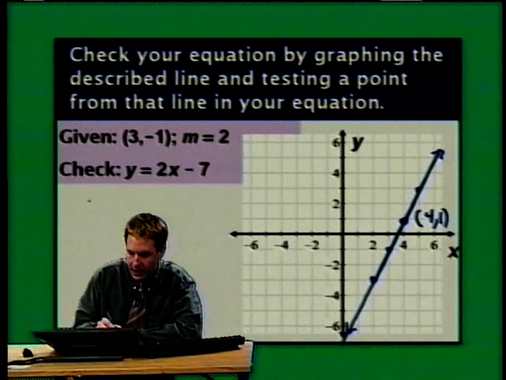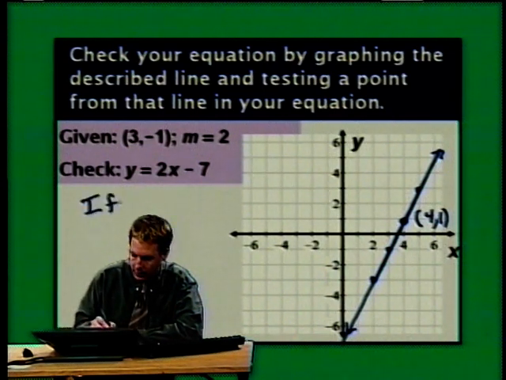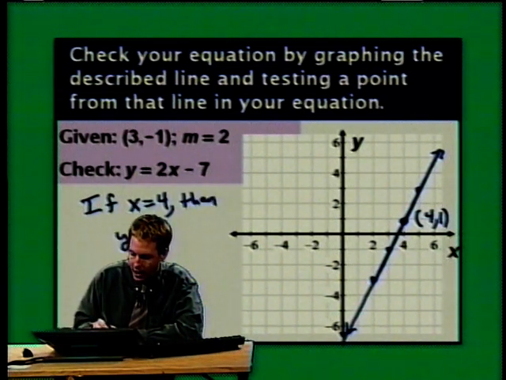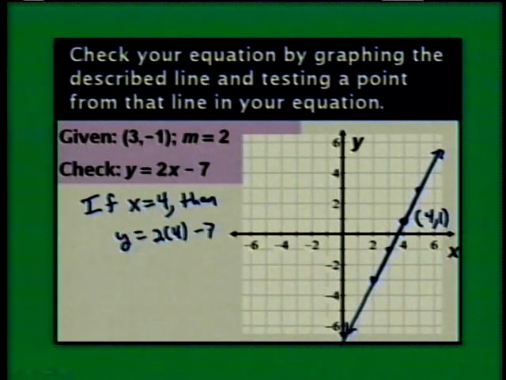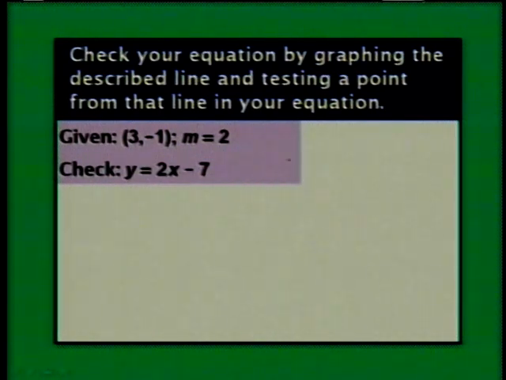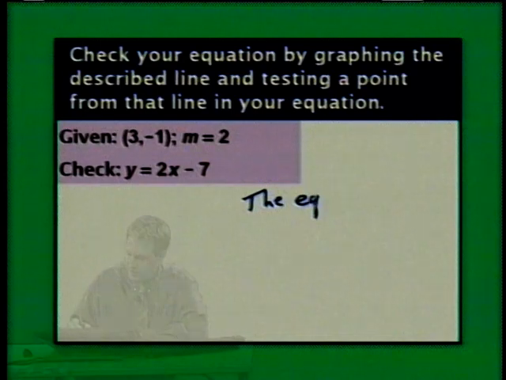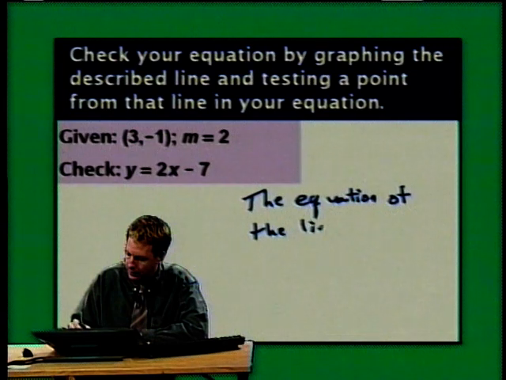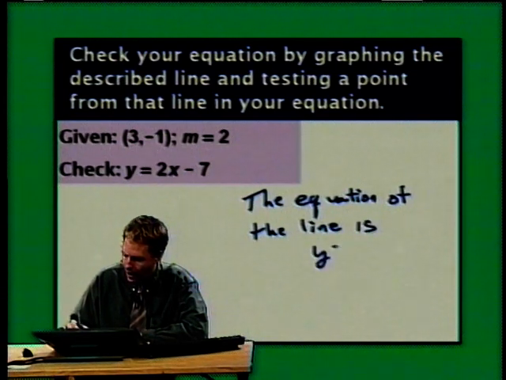So if x equals 4, then let's see what y is. y is 2 times 4 minus 7. 2 times 4 minus 7 is 8 minus 7, which is 1. It checks. So let's write our conclusion. Our conclusion is that the equation of the line is y equals 2x minus 7.